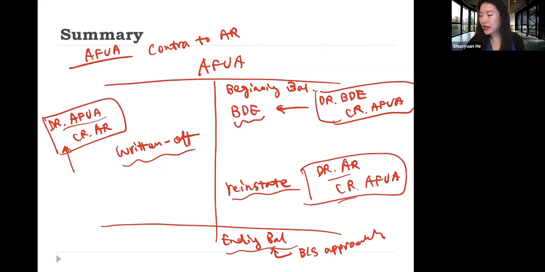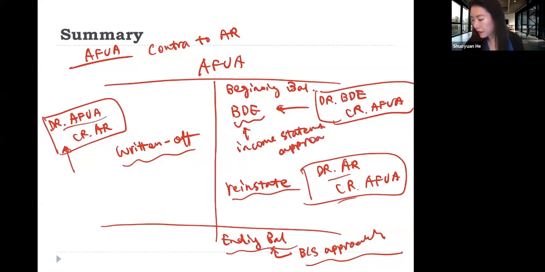So we just talked about the balance sheet approach. If the firm is using the income statement approach, instead of estimating the ending balance for allowance for uncollectible account, we need to estimate bad debt expense directly as a percentage of the firm's credit sale.